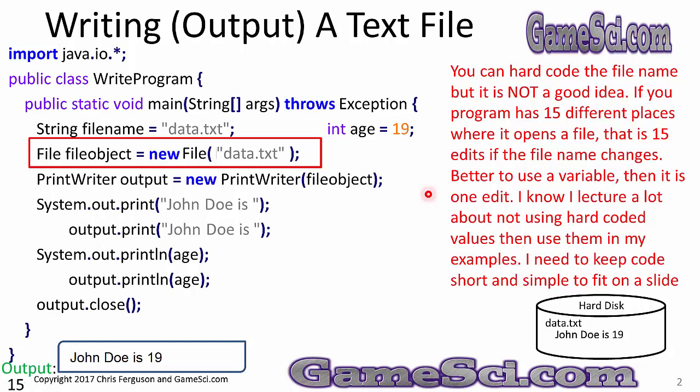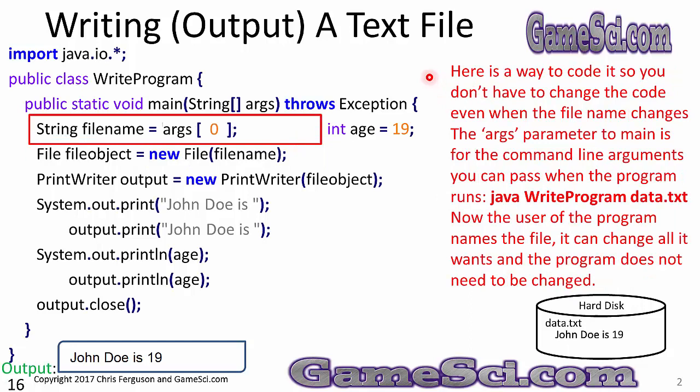I know I lecture a lot about not using hard-coded values, then use them in my examples all the time. What you need to understand is I have to keep these examples small enough to fit on one slide. So I use some hard-coded values like John Doe and the 19 here because it keeps the example short enough to fit on a slide. In the real world, please try to use variables as much as you can. Do not hard code data throughout your programs.